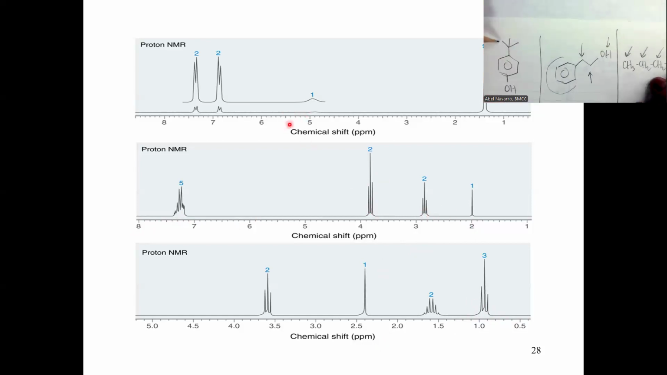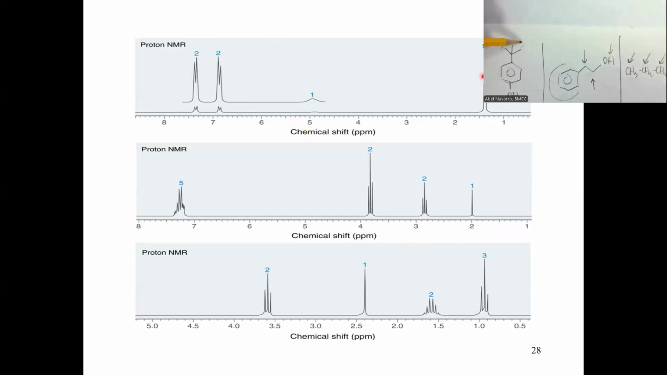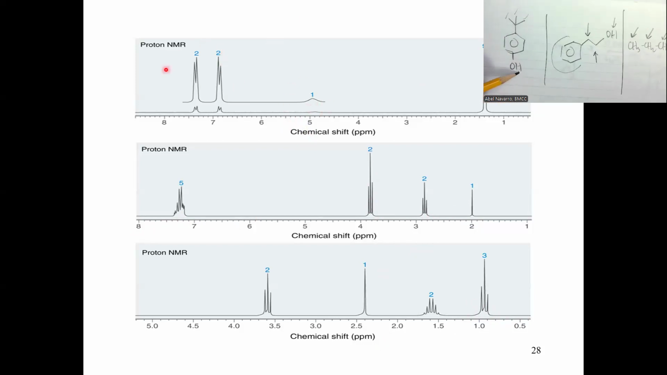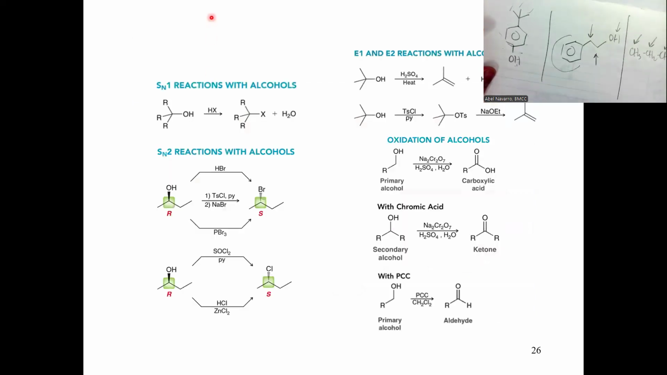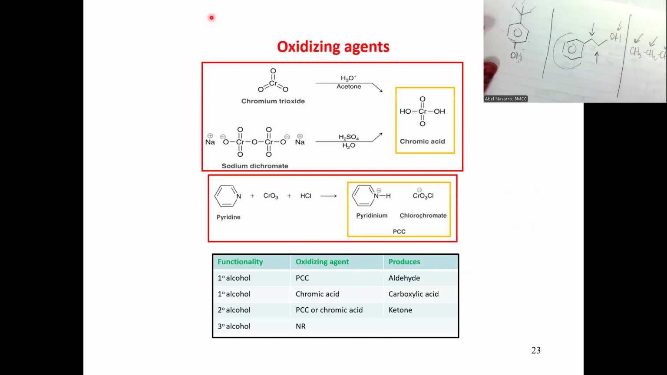This one, yeah. So that one is the tall 9H's, the tert-butyl. That's the alcohol. And the para substitution, right? Para substitution on a benzene ring, 1 H each. That's it. Okay, so let's go back to the oxidation part, the oxidizing agents.